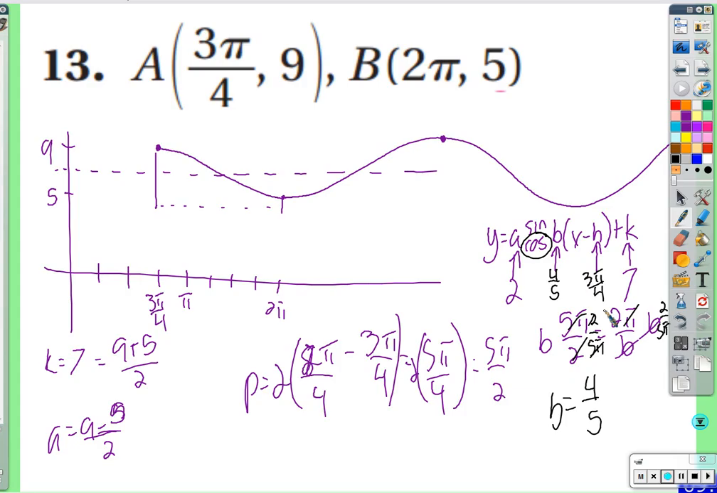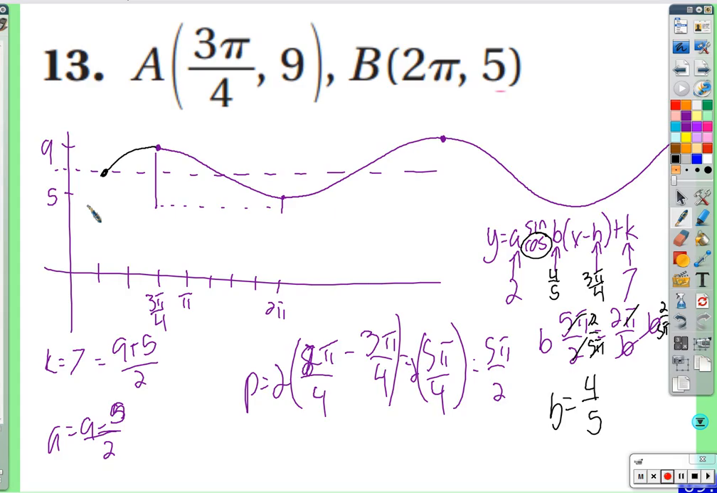Same thing, but instead of going to 3 pi over 4, you had to find where y would be 7, where it would cross the midline.